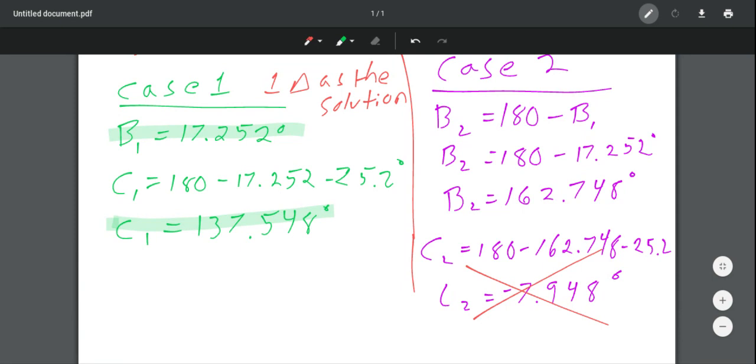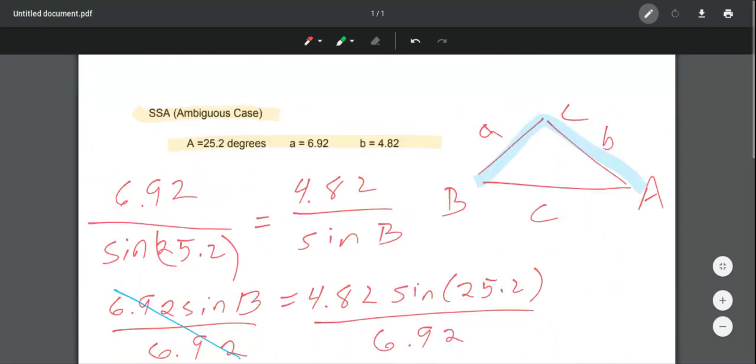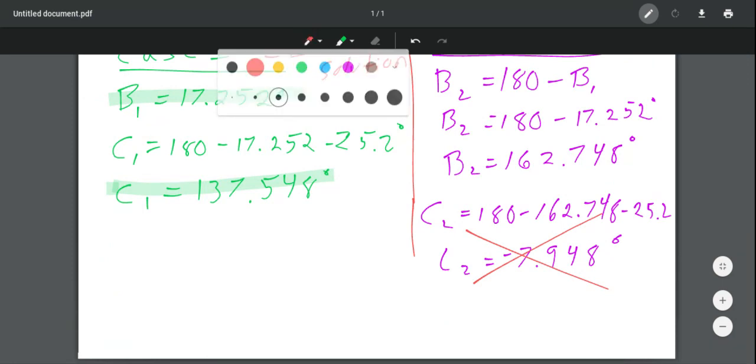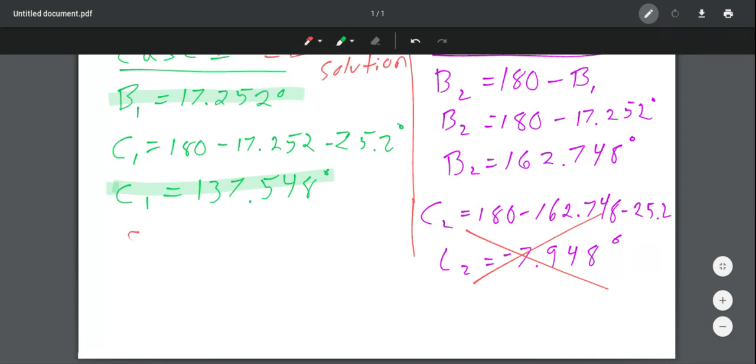All right. So now we have B1 and C1, our angle measurements. We have those two angle measurements. We have angle A, we have side length a and side length b. So all we're missing now is finding side length c. So we need to use the information we have to find it. To find side length c, I can say little c over the sine of 137.548 would equal what we knew: little a was 6.92, all over the sine of A, which is 25.2.